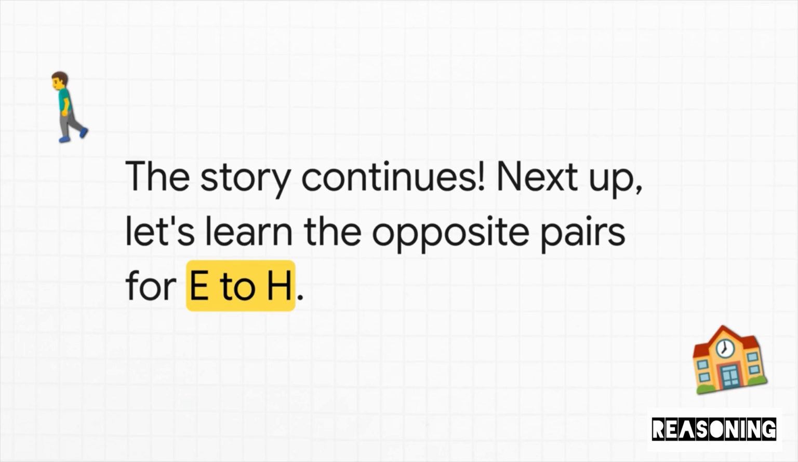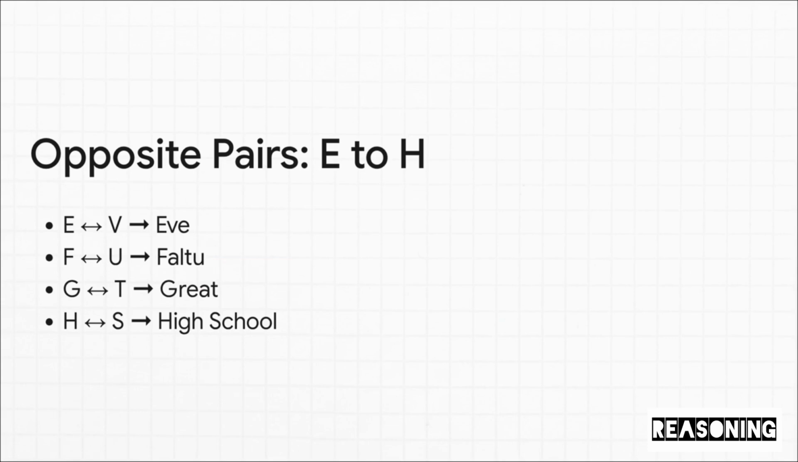So what happened next in the story of our Azad boy? Let's find out as we learn the pairs from E to H. So this Azad boy, one evening, Evie, was just roaming around, Faltu, FU. But he was actually a great GT guy studying in high school, HS. So there you have it. Eve gives you Evie. Faltu gives you FU. Great is for GT, and high school is for HS.